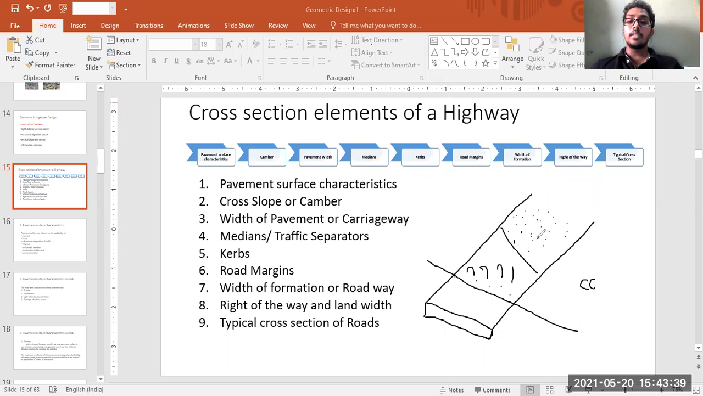So we are going to design in such a way that the road is going to be safe and economical from the driver's point of view. For that, we need to learn what a pavement is and what its surface characteristics are, what the slope of a pavement is, and how the width of the pavement is designed. There are also a few things like medians, curbs, and road margins. So we need to know what is there in the particular cross section.